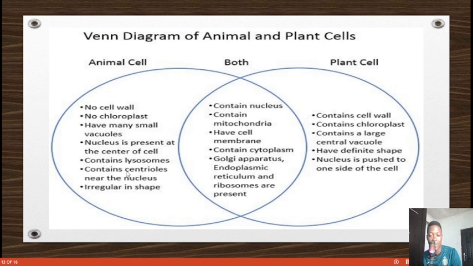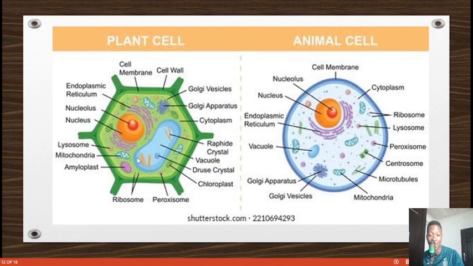This one contains centrioles. Plant cells don't have centrioles, right? Animal cell has lysosomes, the digestive enzymes. Plant cells do also have that. Okay, guys. Nucleus is present at the center in animal cell. Nucleus here is pushed to one side of the wall. I think it's because of this large, what's it called, central vacuole. It pushes the nucleus to one side, but for the animal cell it looks like it's more central.